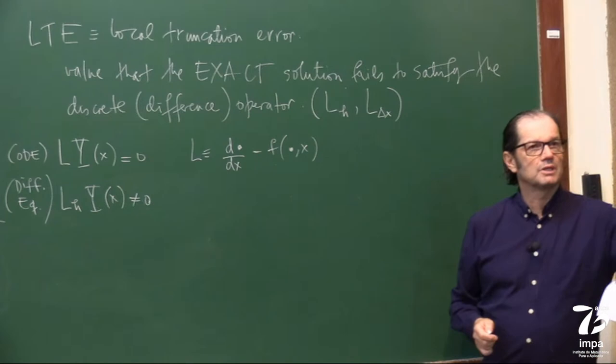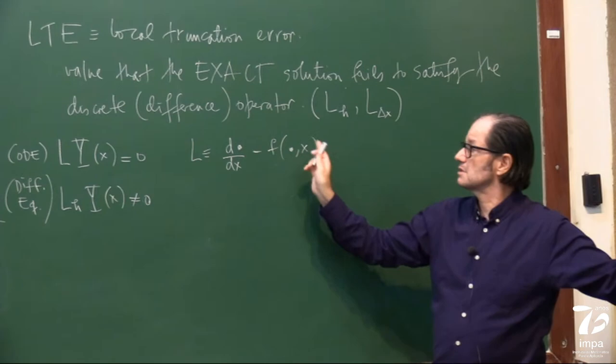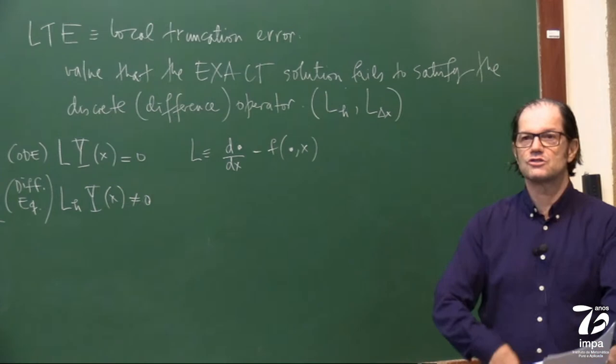This operator acts on y and would give you 0 because I put this on this side. And the other one is the difference operator, which is not a differential operator. It means the numerical method, our discrete dynamical system, that does the evolution.